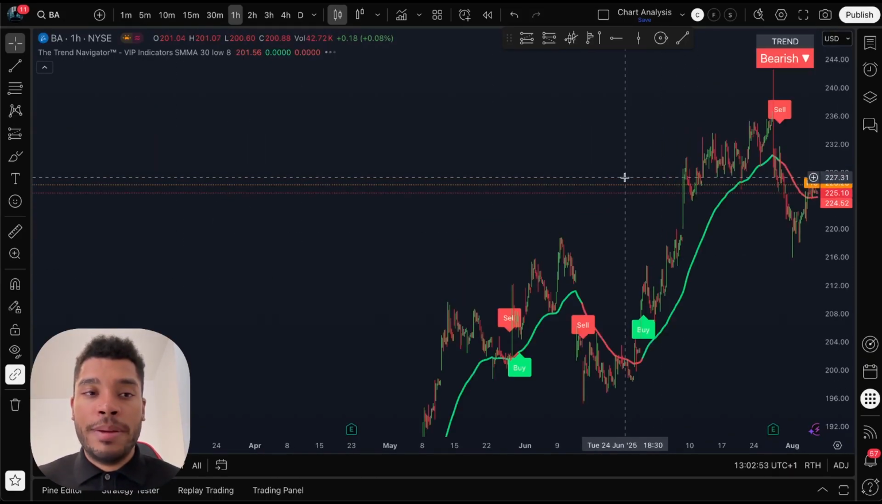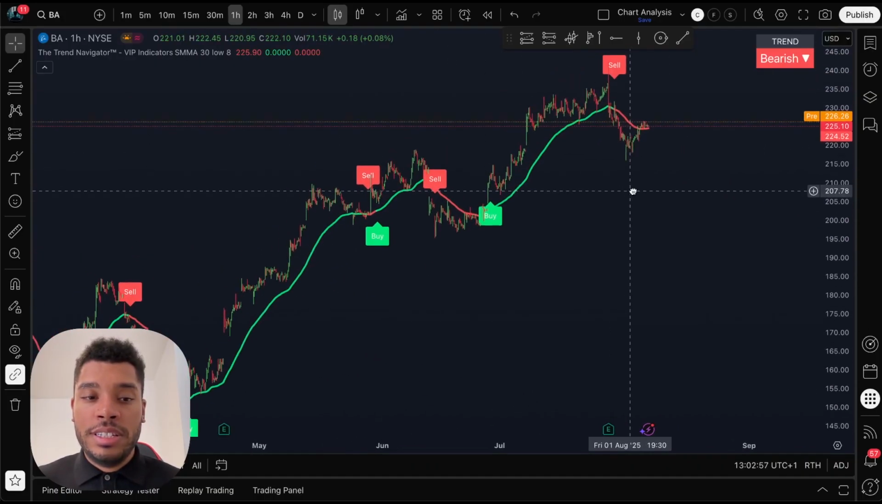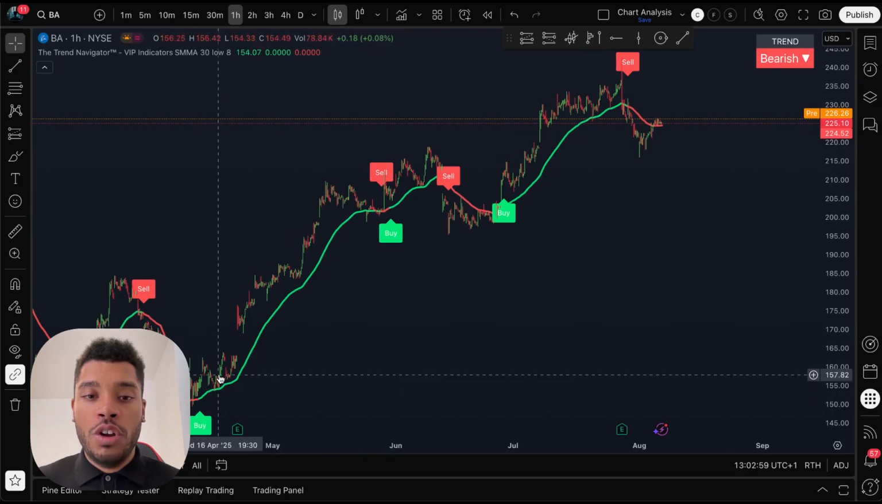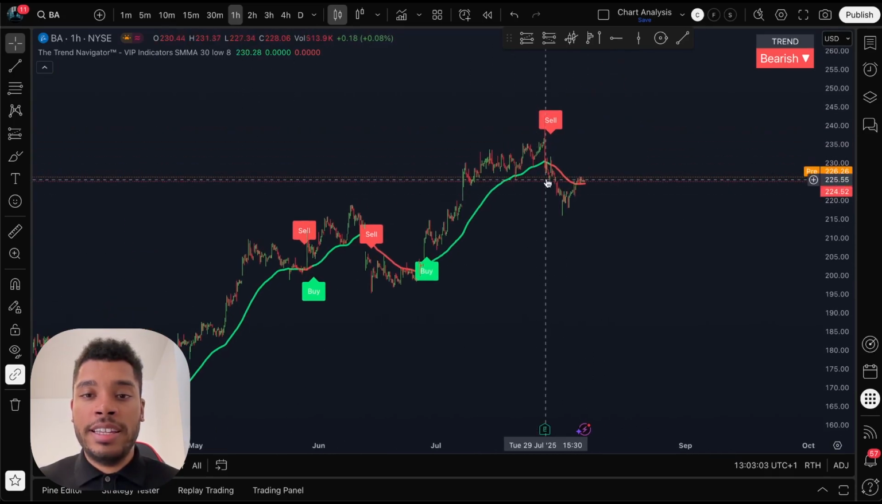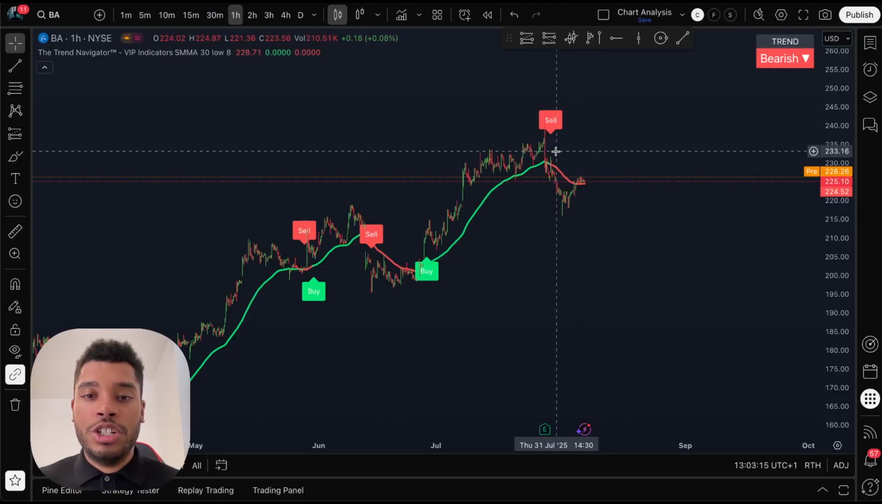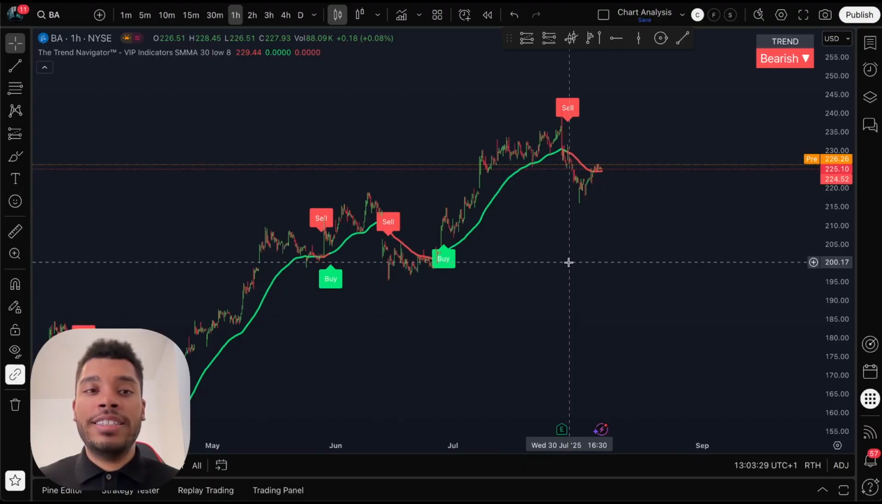Same thing, for example, if we look at Boeing, also in this case, look at this. With this indicator you will be able to catch all of this movement going up, this other movement going up here, and then here, as soon as the price started changing direction, you would have received a signal to open a sell position.